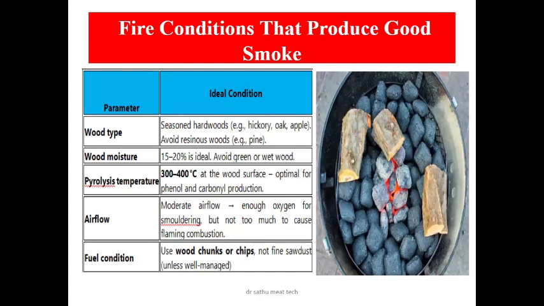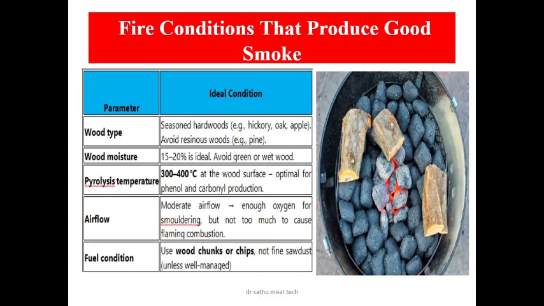The fire conditions that produce good smoke. See, normally people think that we can produce the smoke by using the charcoal. No, charcoal does not help in producing the smoke, because already I told you how the charcoal is formed. Charcoal is made by heating at high temperature, about 600 degrees centigrade. So at that temperature, all the volatile compounds are already released. So the little smoke that comes out of the charcoal cannot give good flavors.